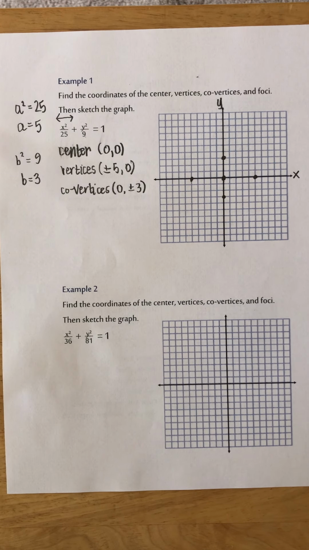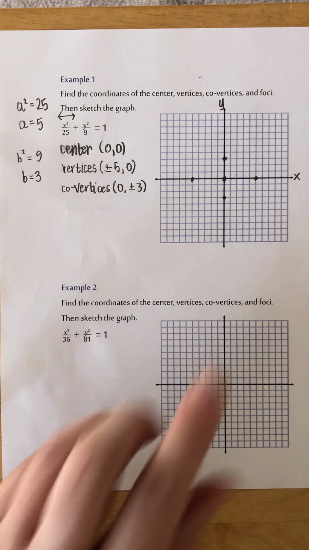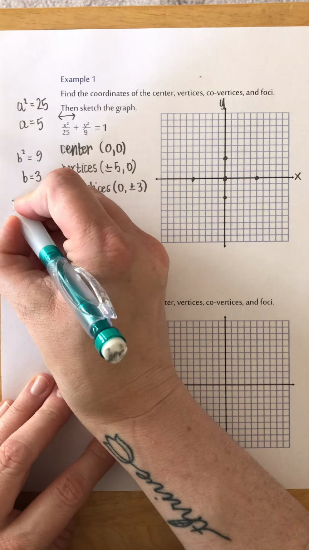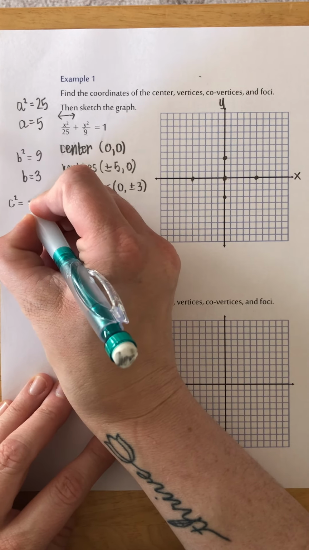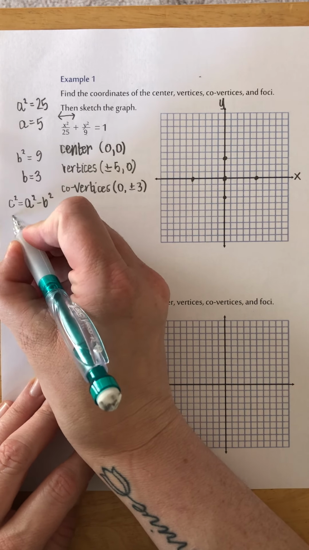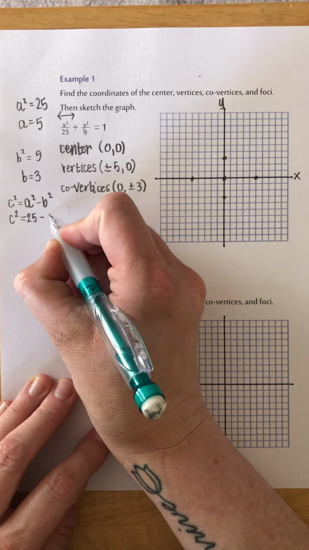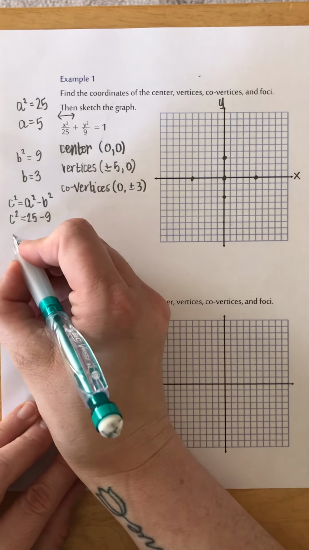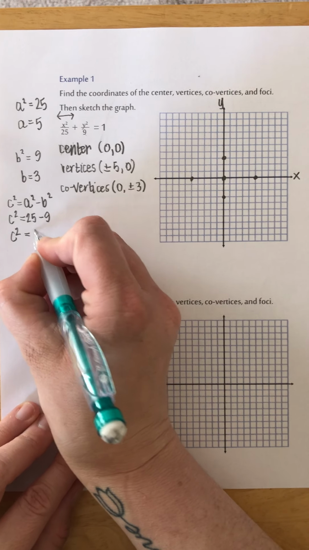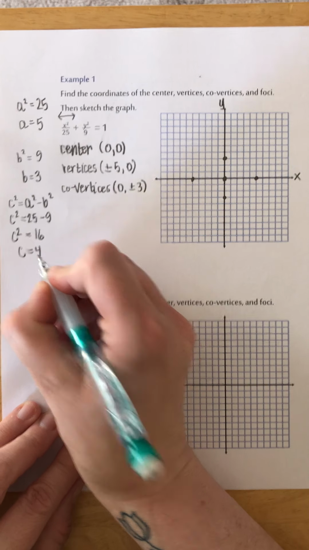So I have the center, the vertices, and the co-vertices, but what I'm still missing are the foci, and that comes from finding c. Remember the formula: c squared equals a squared minus b squared. We already knew that a squared was 25 and b squared was 9. So 25 minus 9 is 16, and if I square root both sides, c is 4.